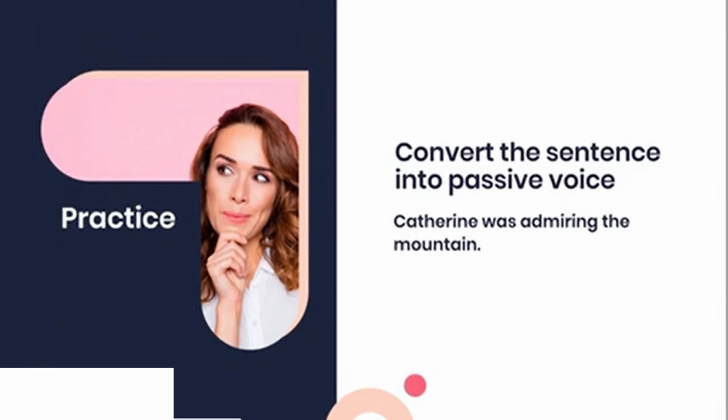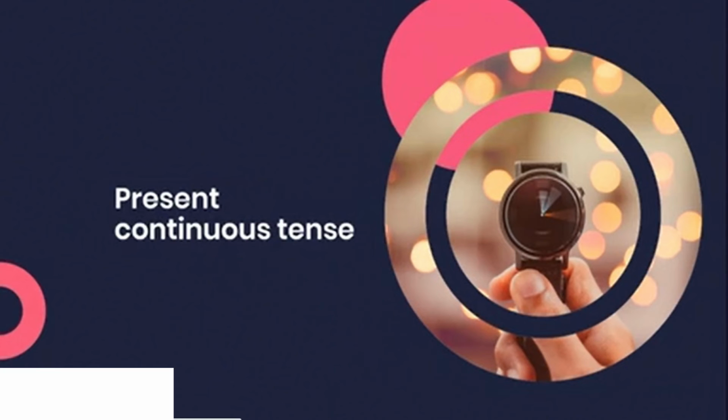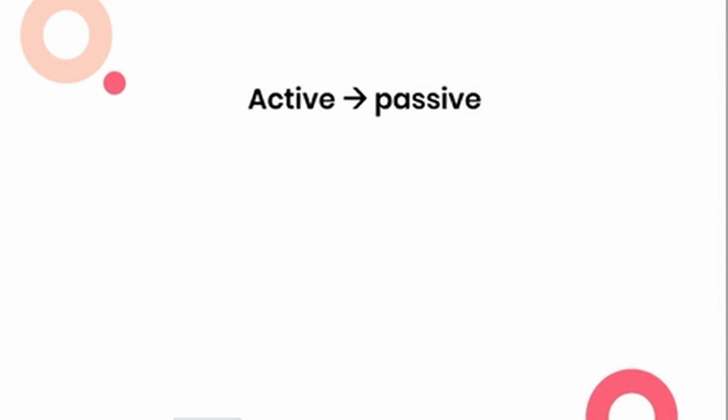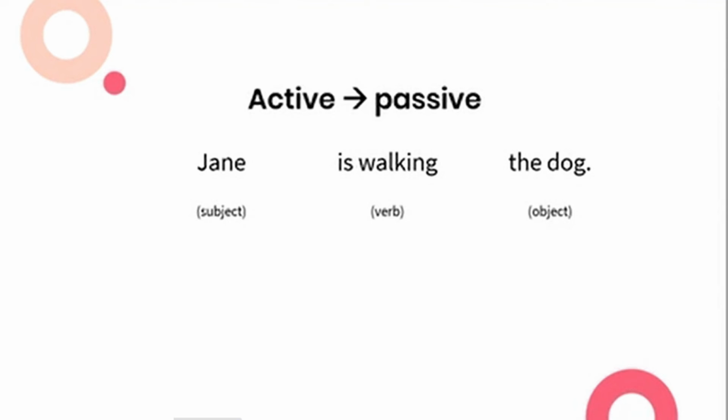The correct answer is the mountain was being admired by Catherine. Next, we have present continuous tense. In the active form, we've got our subject Jane, our verb in present continuous tense is walking, and our object, the dog. Okay, so let's have a look at how the present continuous tense verb changes in passive form.